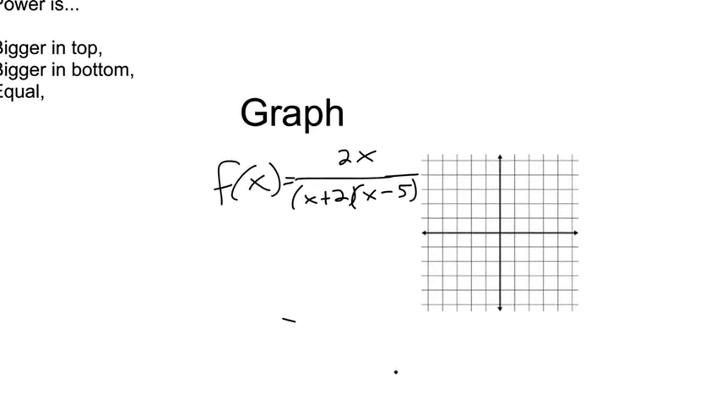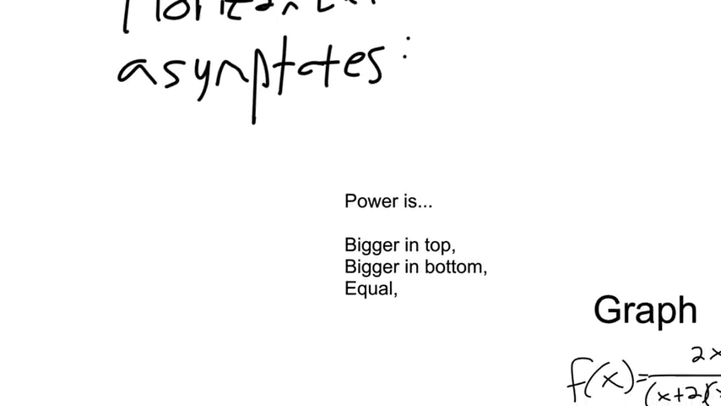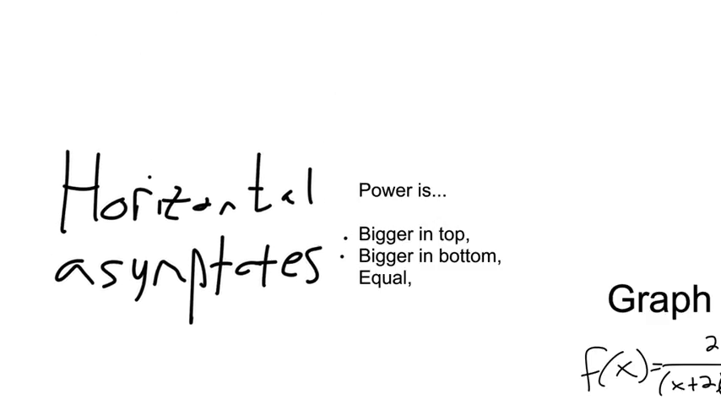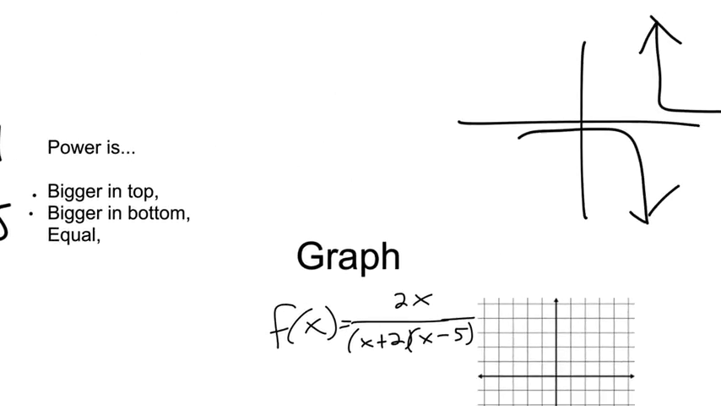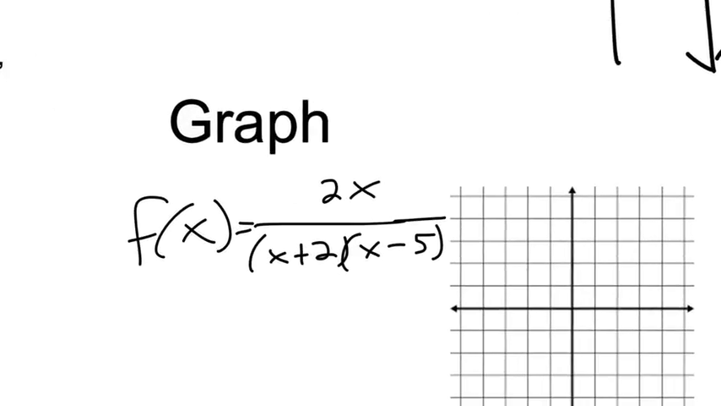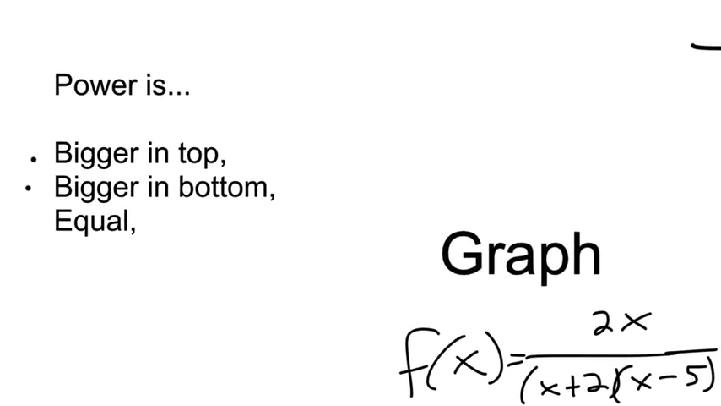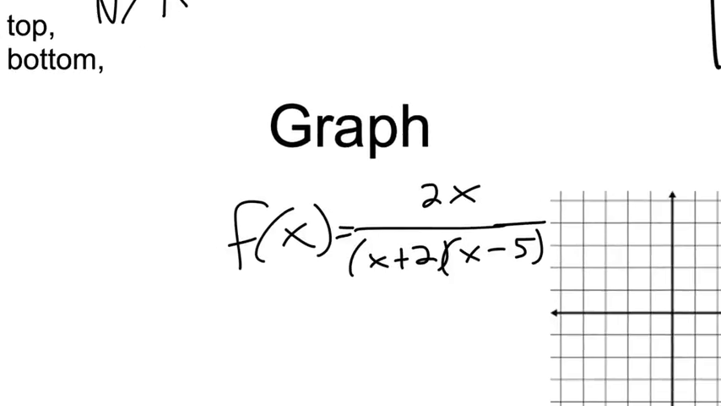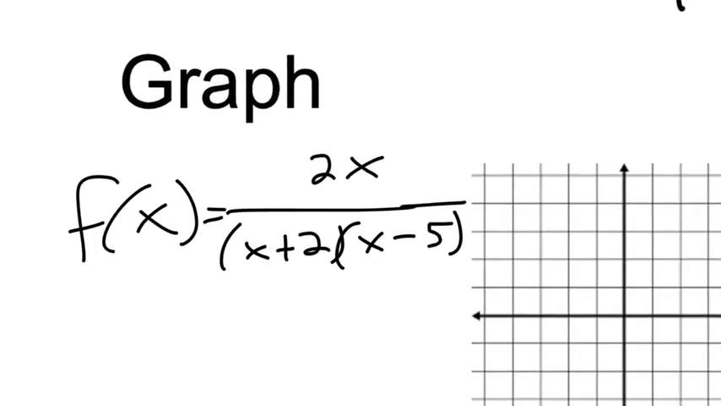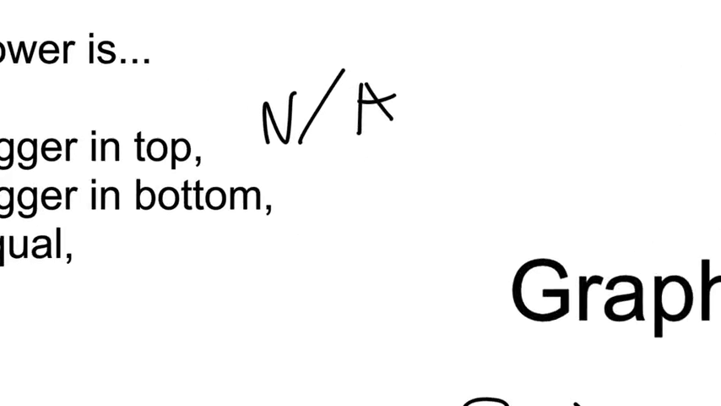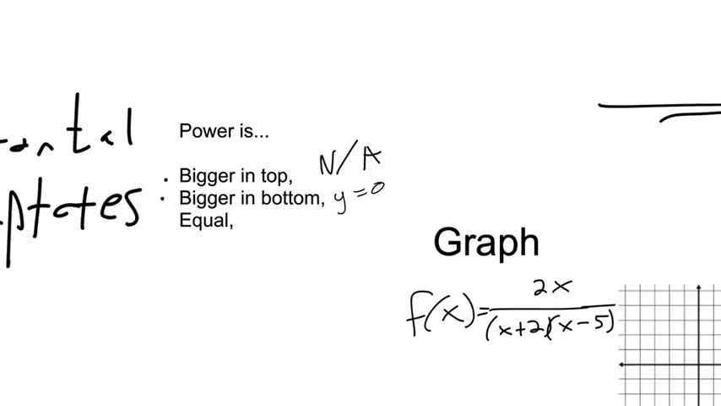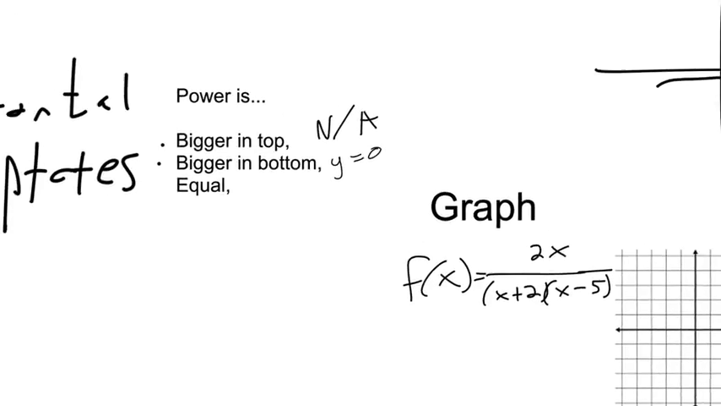So horizontal asymptotes, we'll start finding that. There's three basic rules you can use. If the power is bigger in the top, in this case, the power on the top is the first power. The power on the bottom, if you were to expand this, would be x to the second. So if the power is bigger in the top, then there's no horizontal asymptote. But if the power is bigger in the bottom, which is the case here, x to the first in the top, x to the second in the bottom, then the asymptote is always y equals 0. In other words, it gets infinitely close but doesn't touch the x-axis as we go off to infinity.